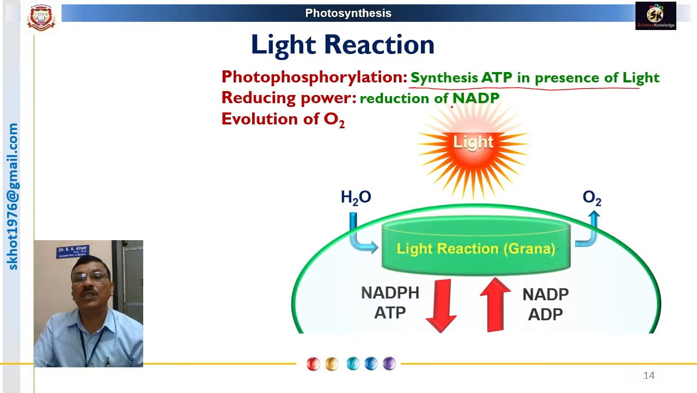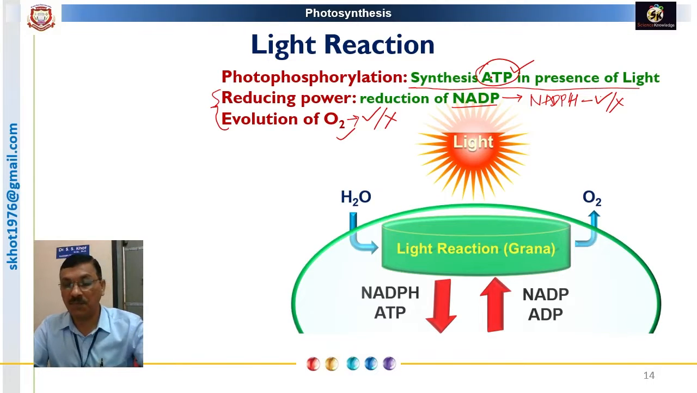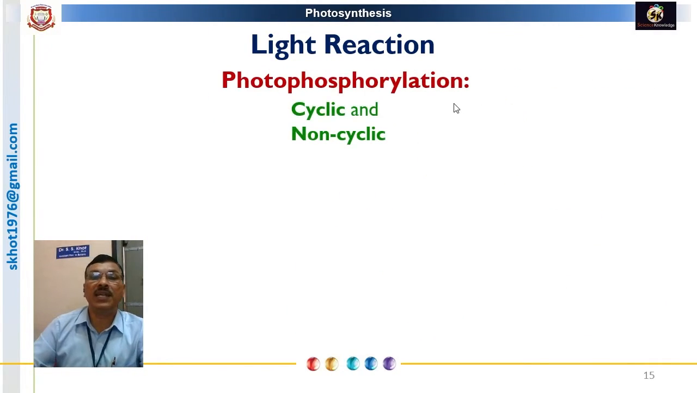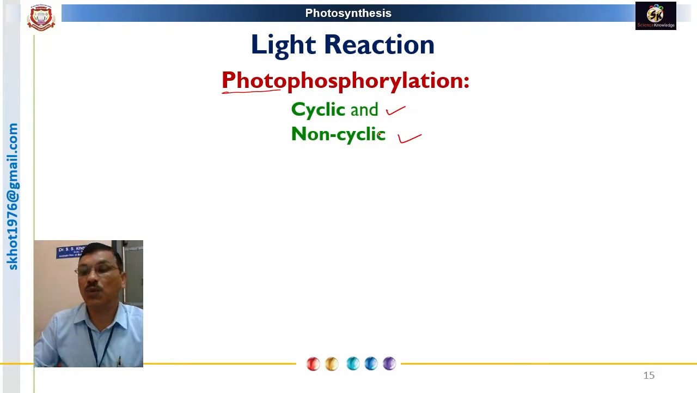Similarly, it may produce reducing energy. From NADP, it produces NADPH. This is reducing energy. This may be produced or may not be produced. Similarly, there is evolution of oxygen, but again, it may be evolved or may not be evolved. So, synthesis of ATP is present in both the light reactions. There are two types of light reactions: cyclic light reaction and non-cyclic light reaction, or cyclic photophosphorylation and non-cyclic photophosphorylation.